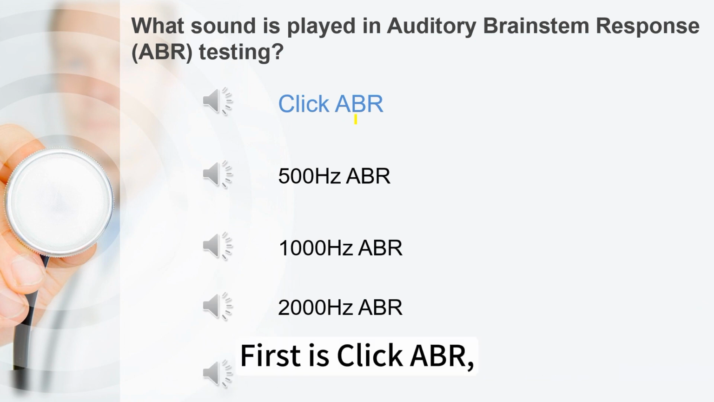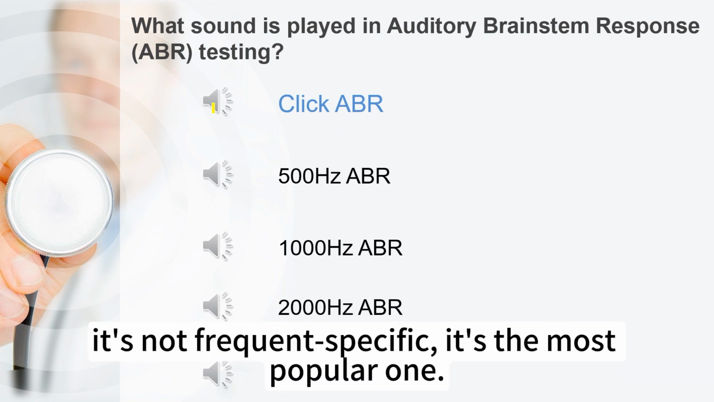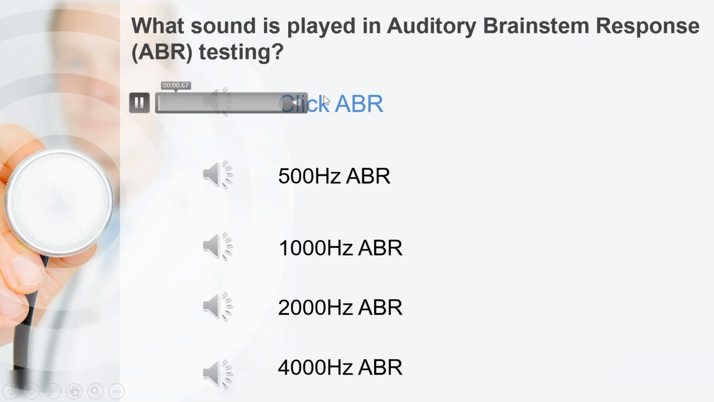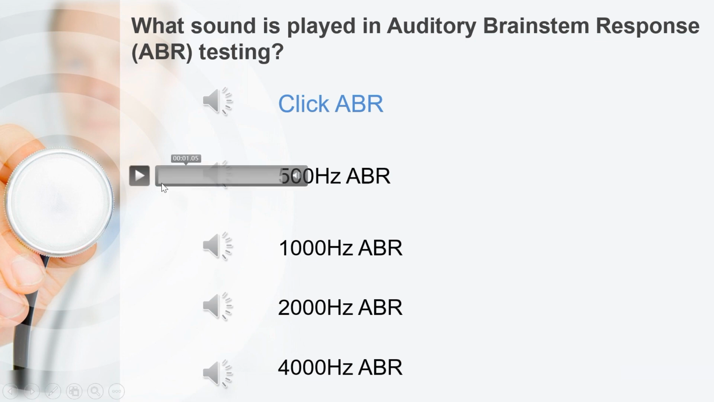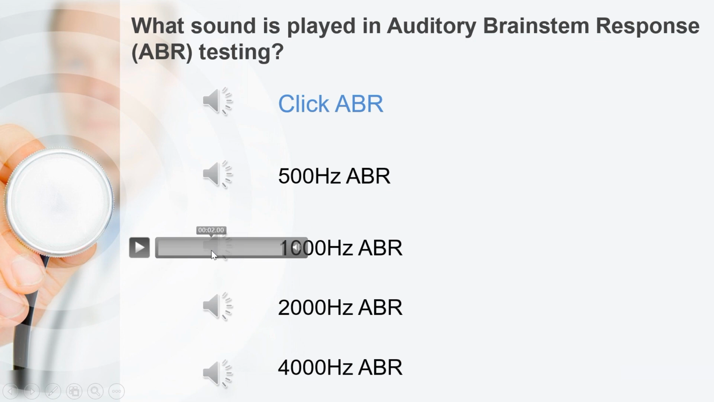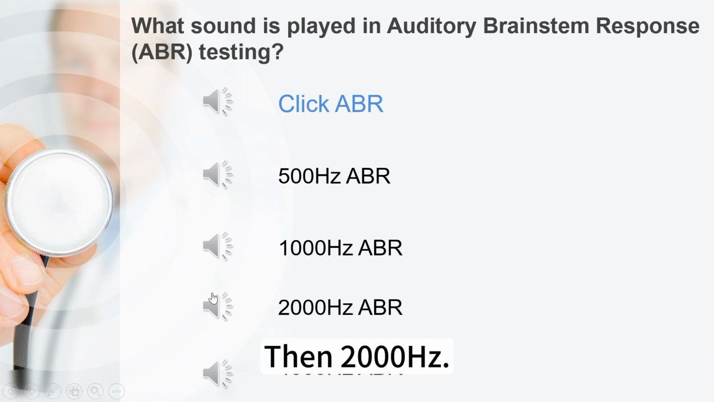So first is click ABR. It's broadband. It's not frequency specific. It's the most popular one. Secondly, let's play 500 Hz ABR. Thirdly, we play 1000 Hz ABR. Then 2000 Hz. And 4000 Hz.